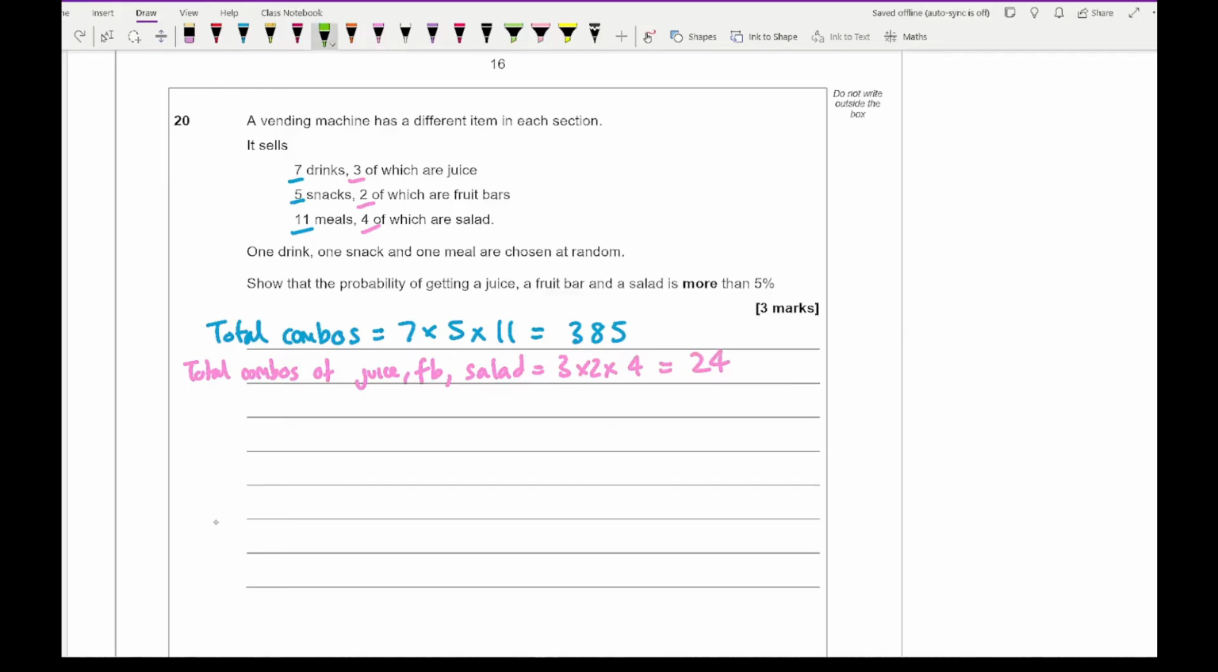So then looking at the percentage, that's going to be 24 out of 385. And if I multiply that by 100, I get an answer of 6%. So here we can see that 6% is more than 5%, which is what they wanted me to show.